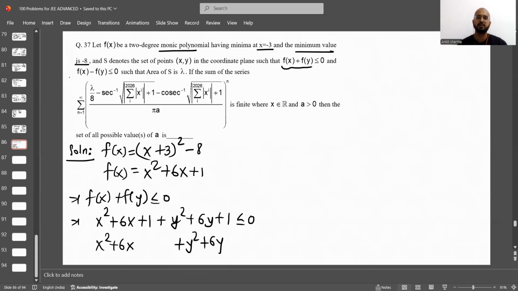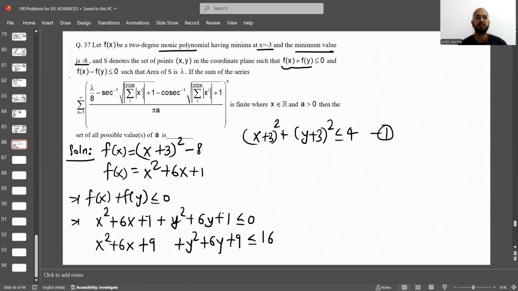Family means I just mean all x terms together, not the original family. So plus 9 here, plus 9 here, less than or equal to 9 plus 9, 18, and then this 1 and minus 1 will give me 16. So that means my equation will look like this: (x plus 3) square plus (y plus 3) square will be less than or equal to 4. So this is 1, and then we also have f of x minus f of y.